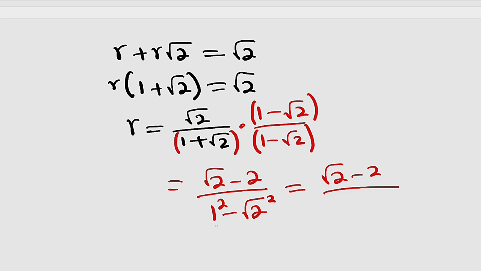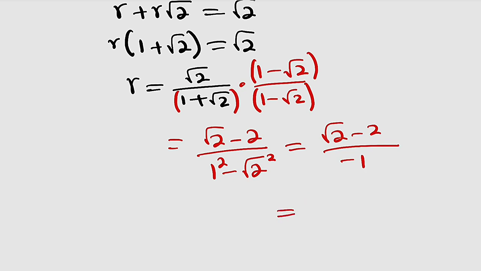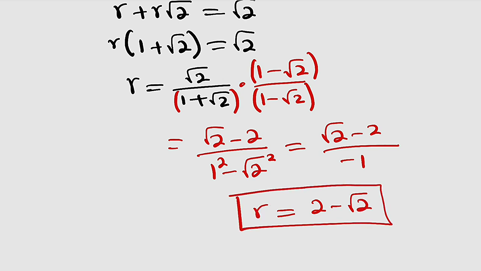To the bottom, we have, this is 1. Square root of 2 squared is 2. 1 minus 2 is negative 1. So finally, this negative sign will affect these 2 terms. So it will be negative root 2 plus 2, or simply 2 minus root 2. So this will be the radius of that circle.